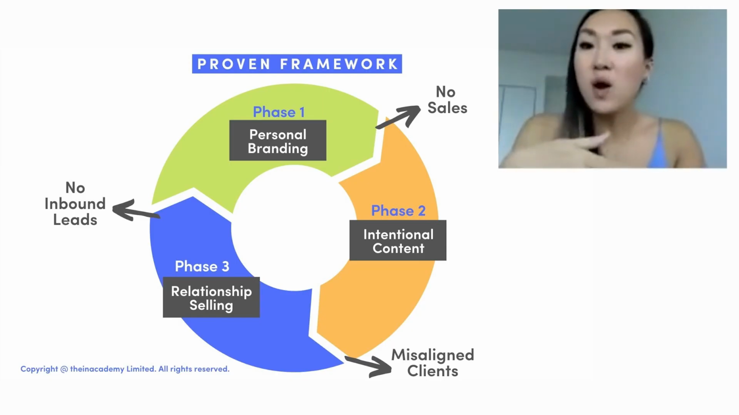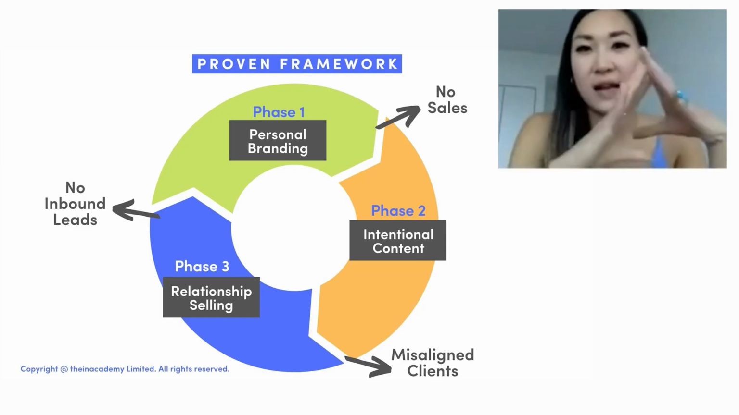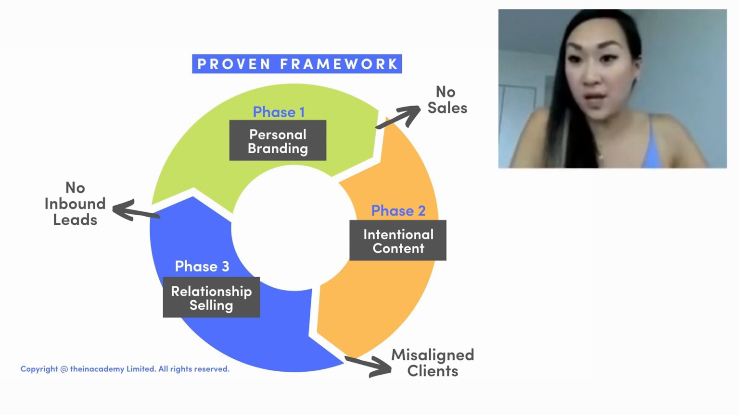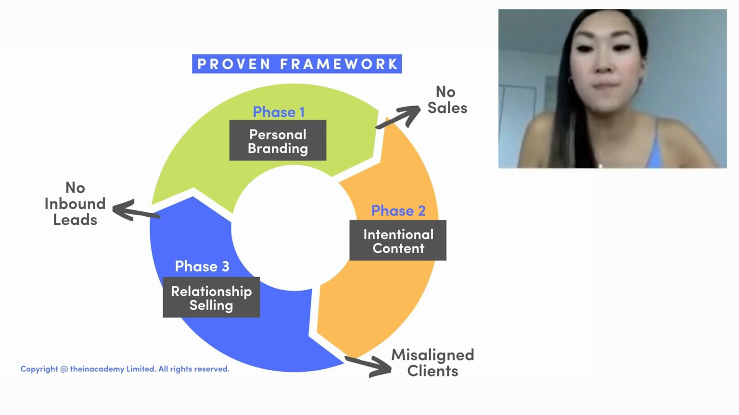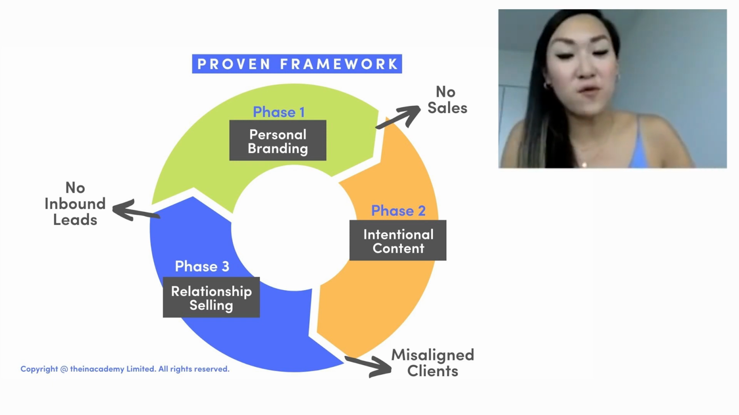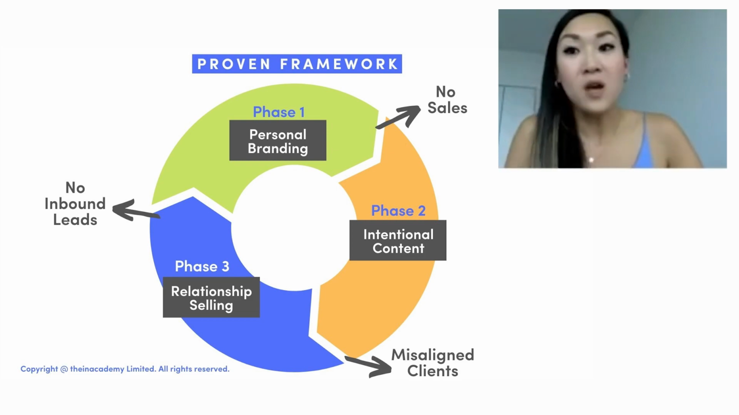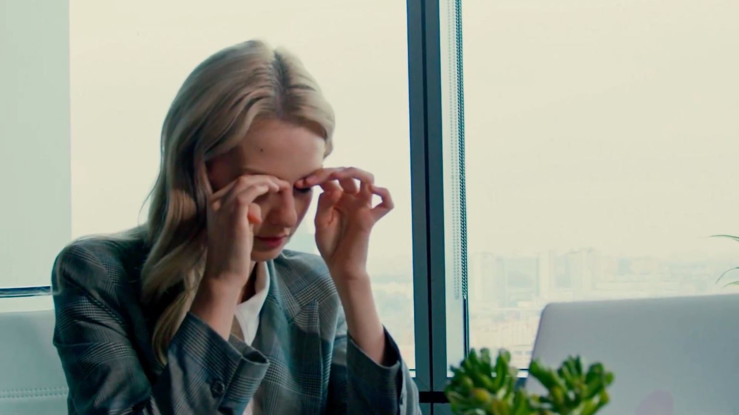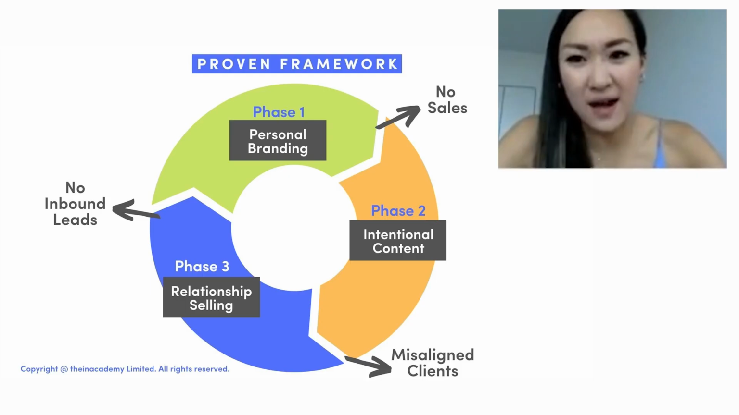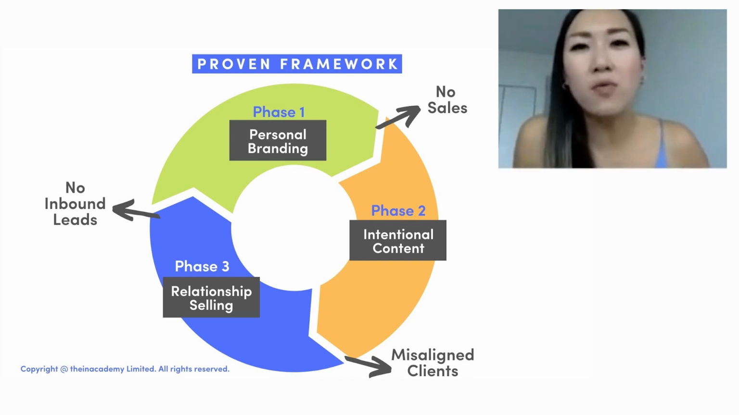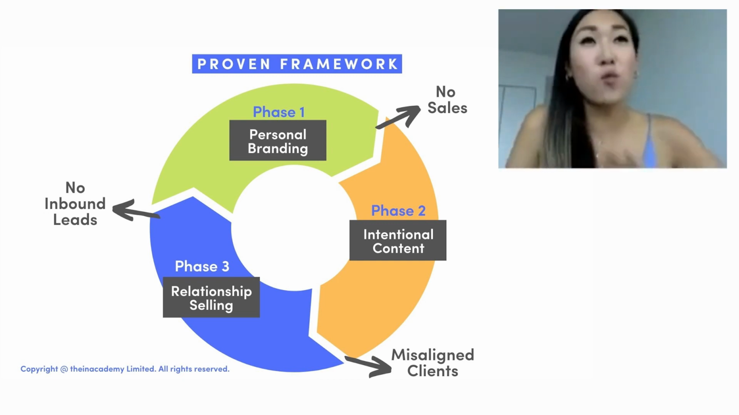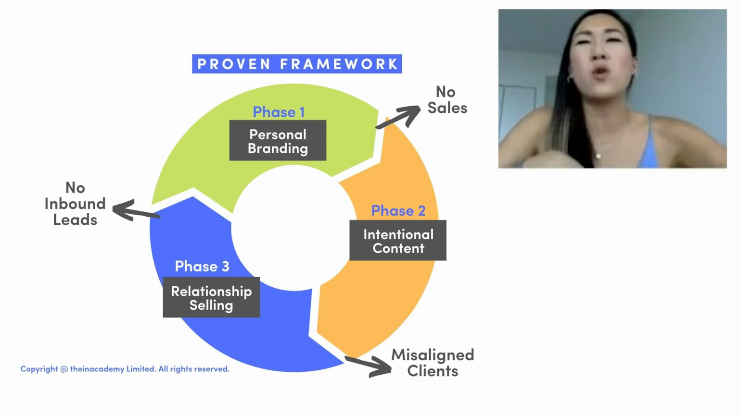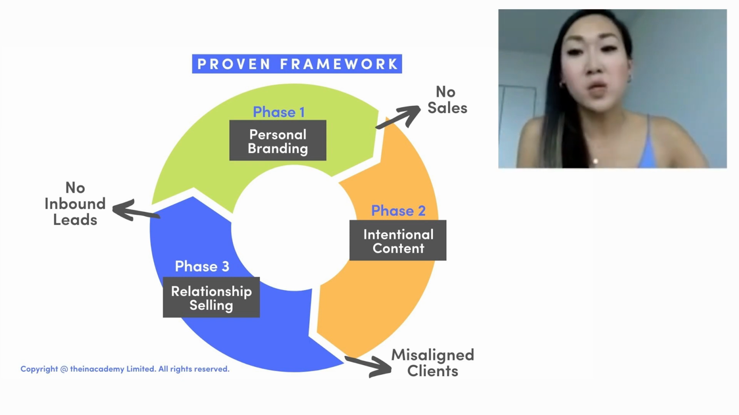But when you have your intentional content, your phase number 2, and you have your phase number 3, which is relationship selling, but no strong personal brand, you will have nightmare clients. You will have misaligned clients, because people have no idea who you're trying to serve or what result you're trying to give to them. So you don't have a solid, strong personal brand.